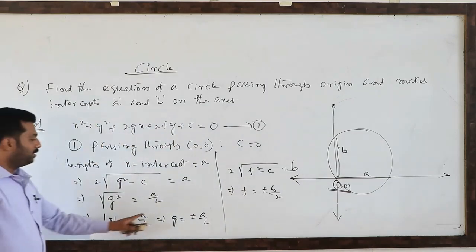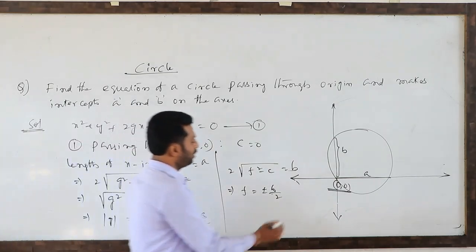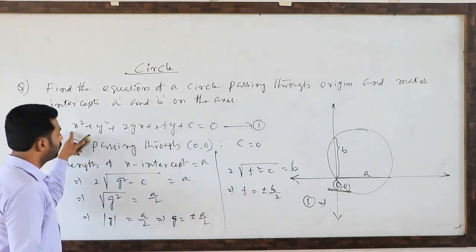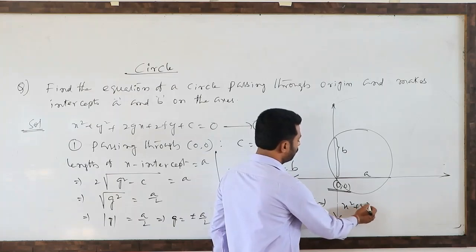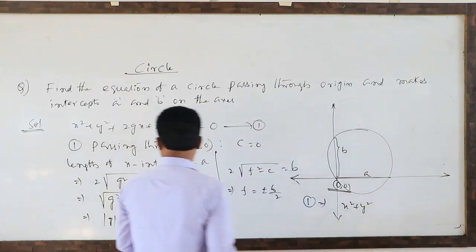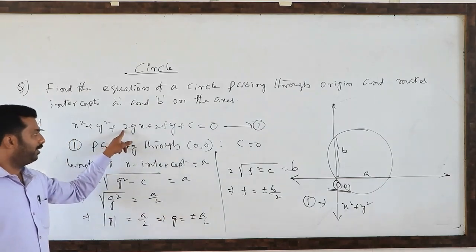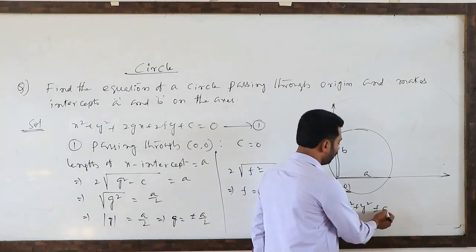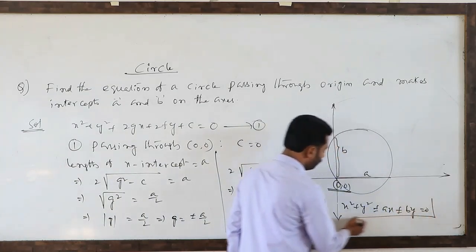You tell me the g value, f value, c value. If I substitute in equation 1, tell me what is the required equation of the circle? That is x square plus y square, 2gx, g value minus a plus or minus a by 2, means 2 will cancel, plus or minus ax, plus or minus by equal to 0.